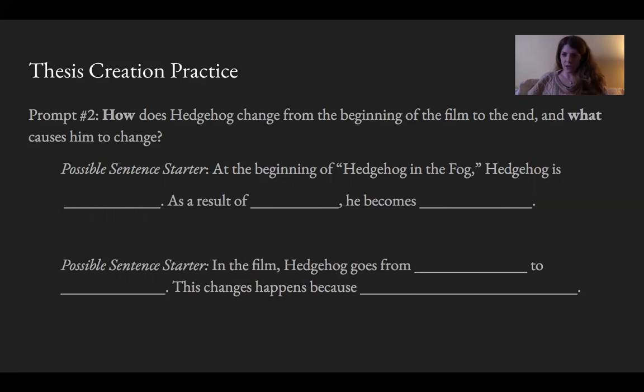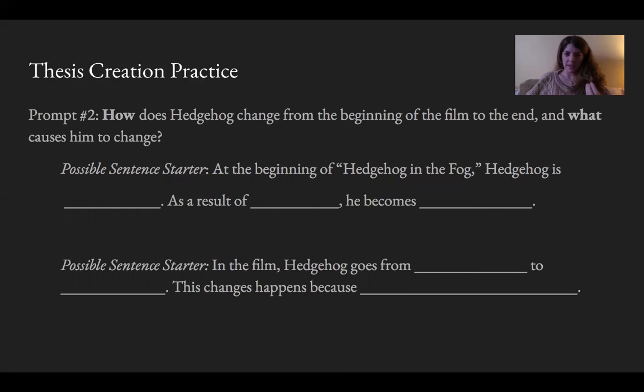So in order to answer that question in a thesis statement, you're probably going to need 1 to 2 sentences, and you're going to want to make sure you answer both parts, both the how he changes and what causes him to change. To help you do that, I've included some potential sentence starters here.